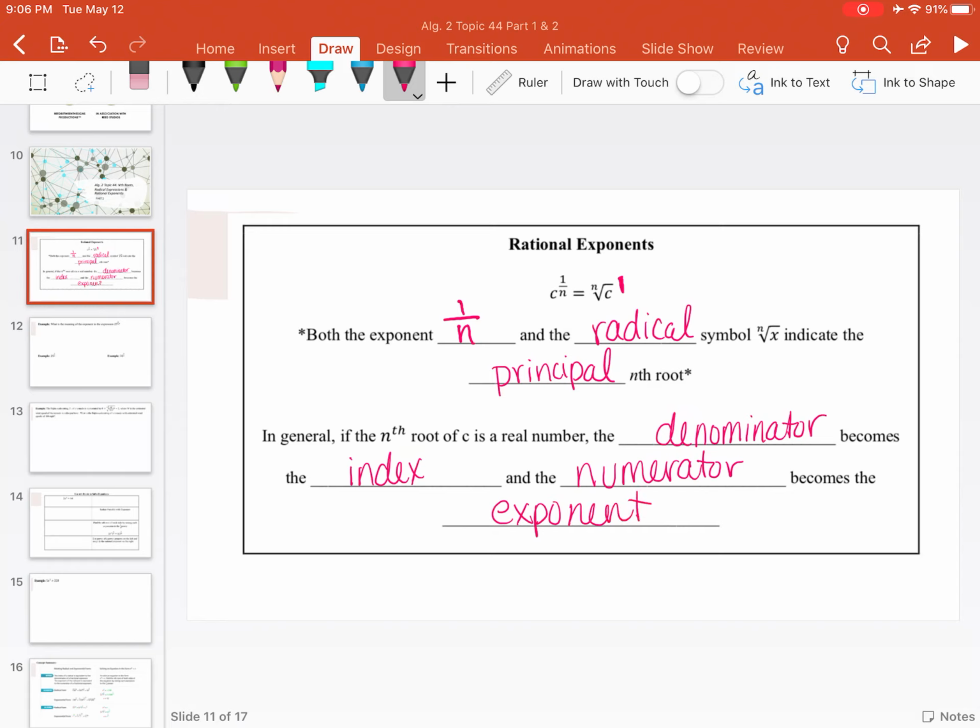Now, what do I mean by this? Let's say we have c to the m over n instead of 1 over n. This is the same thing as the nth root of c raised to the mth power, which can also be written as the nth root of c to the m. Either way, I like to think that the numerator is already on top. It's already staying on top, whereas the index is from the denominator. Kind of stays towards the bottom. Started from the bottom, now we're here.